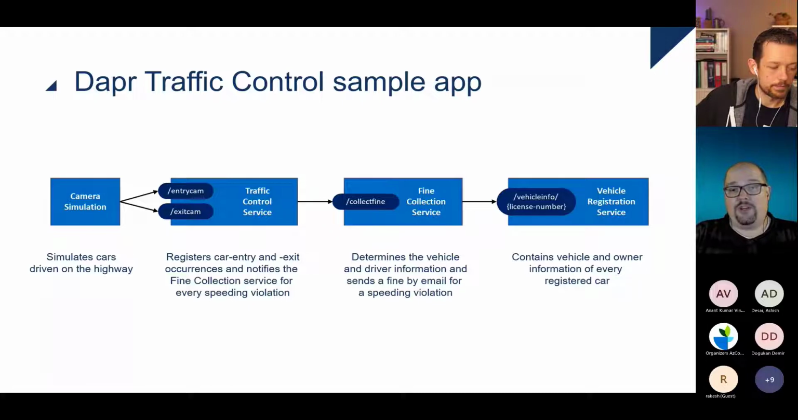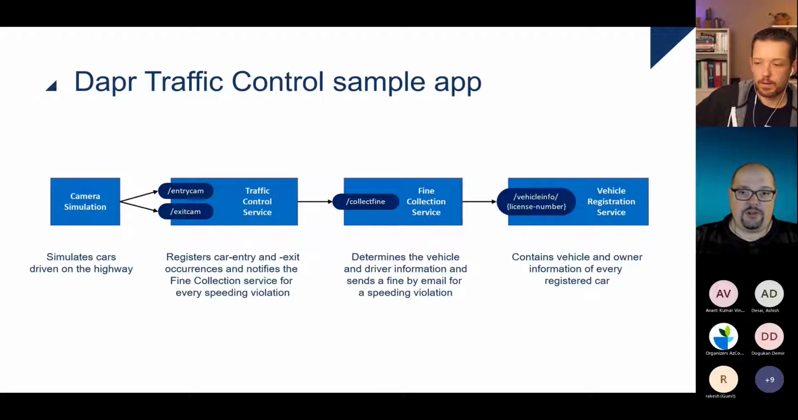And for this example application, we have used email as our way of sending the tickets. So the information only contains the email address of the owner and not its actual home address, for instance. So it's a little bit of a simplified version of the real world. But for our demo, that worked great. So once this fine collection service has the information on the vehicle and the email address of the owner, it will then send a ticket to this email address. So this is how that works.